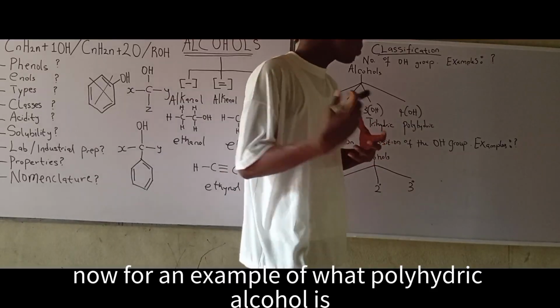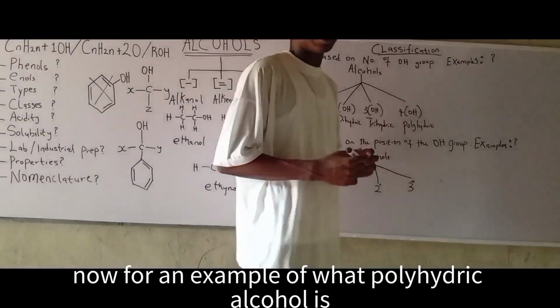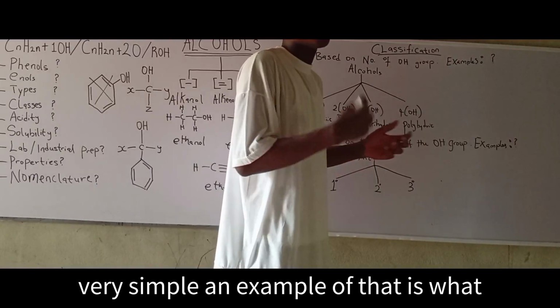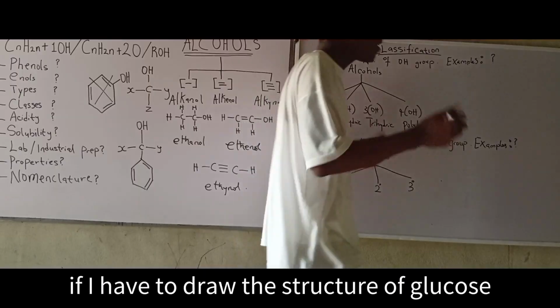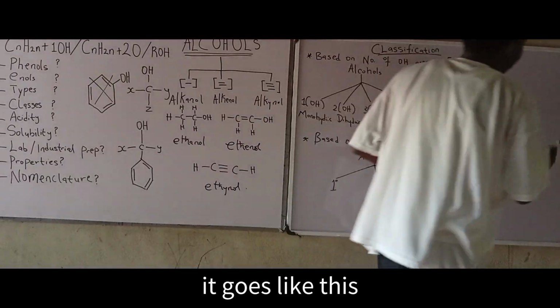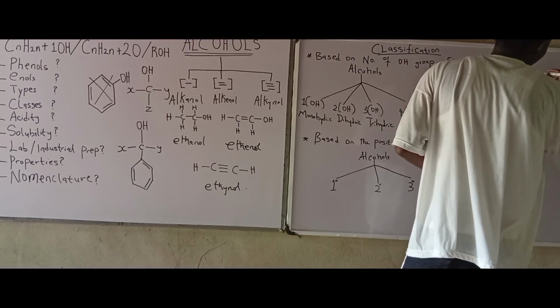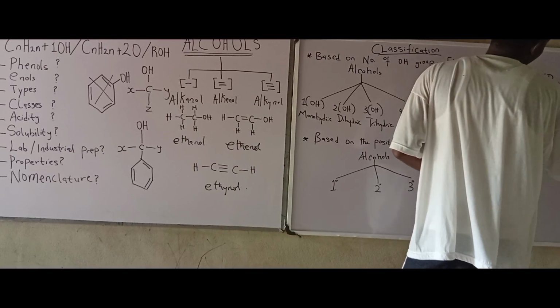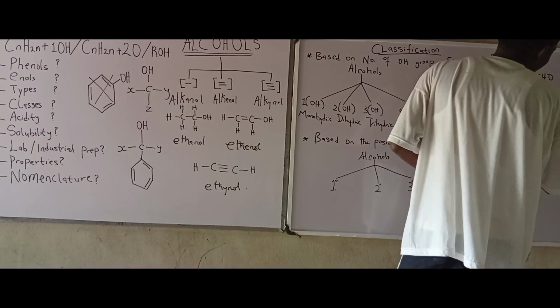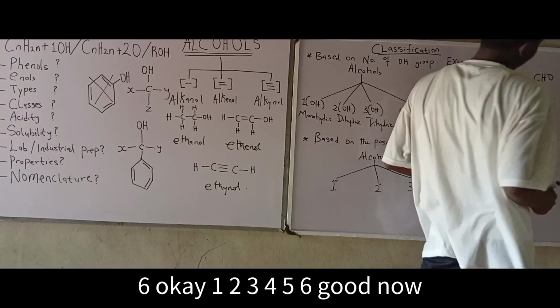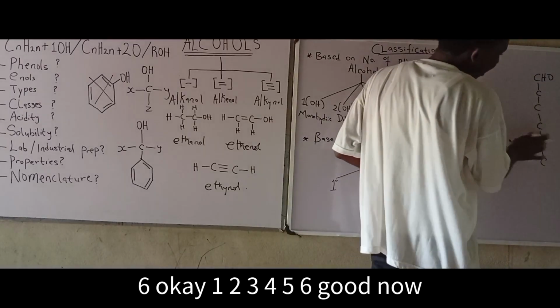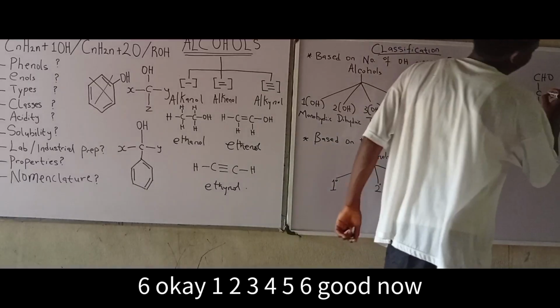Okay, now for an example of polyhydric alcohol. It's very simple. An example of that is glucose. Okay, so now let's draw the structure of glucose. If I were to draw the structure of glucose, it goes like this. Okay, 1, 2, 3, 4, 5, 6. Good.